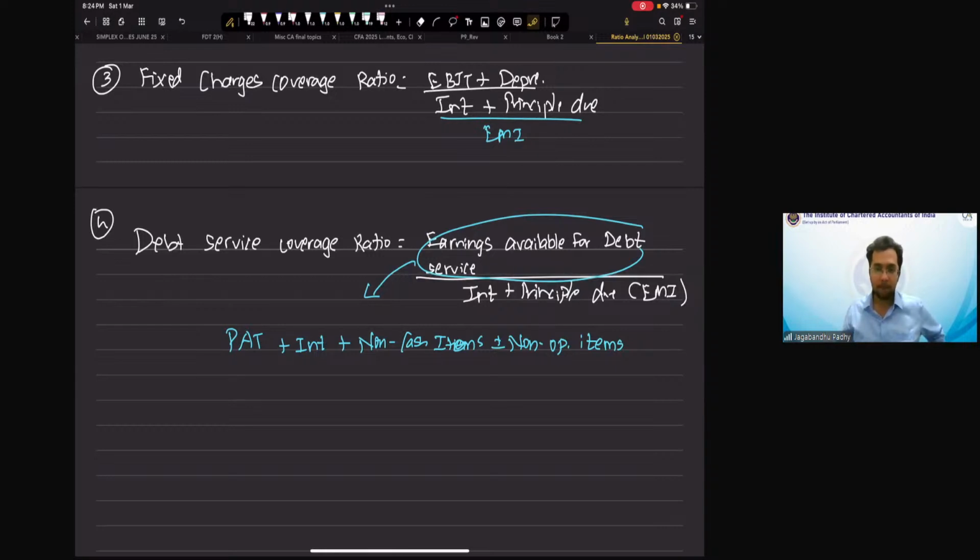Yes, Nagaratna. Sir, I have one doubt. How to calculate borrowed funds? Borrowed funds will be whatever loan you have taken. So all forms of debentures, bank loans, and bank overdraft will be added up to borrowed funds. Okay, sir. Thank you.